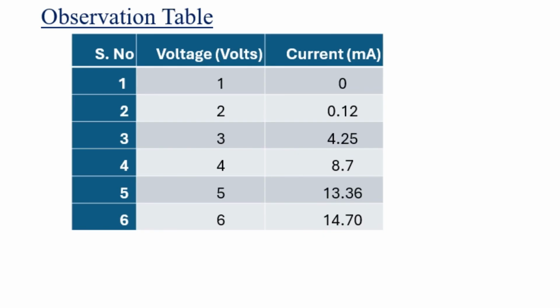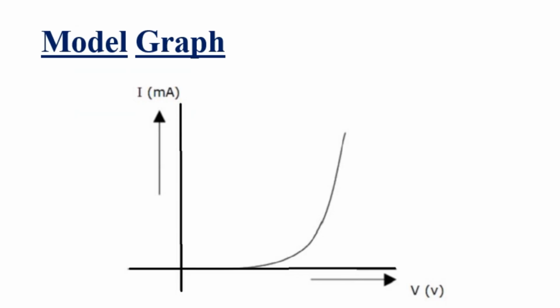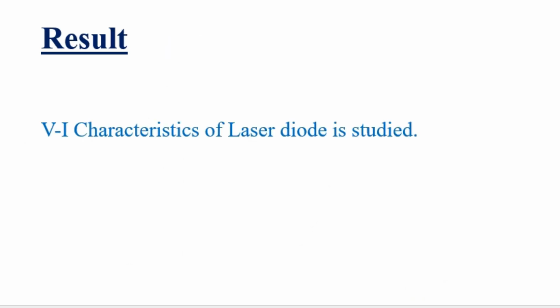Now we plot the model graph, which is as shown in the figure. The x-axis is in terms of voltage and the y-axis is in terms of current in milliamperes. Result: the VI characteristics of laser diode is studied.